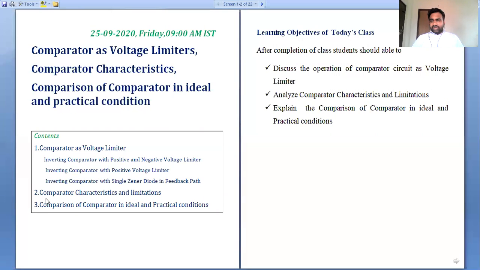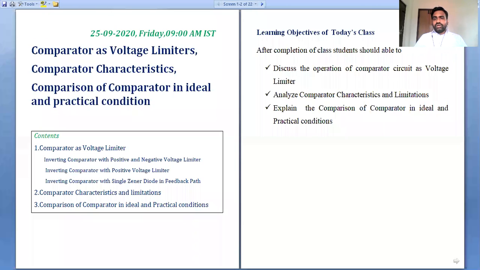We will discuss what things we can apply and what context we are going to see in the content. Coming to the second discussion, comparator characteristics: what are the various characteristics of a comparator, and what are the limitations. We will also compare the ideal conditions of a comparator with practical conditions, by making a practical input waveform and output waveform analysis, to see the behavior of an ideal comparator with respect to a practical comparator.